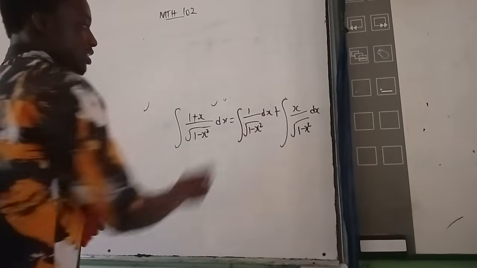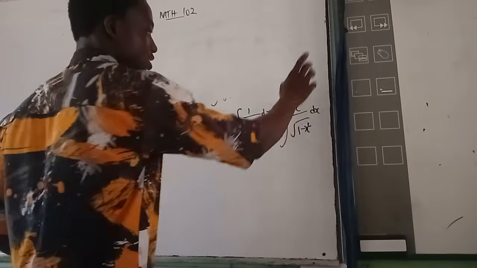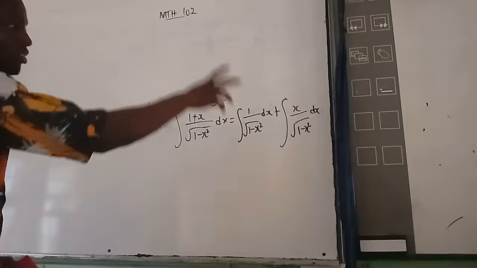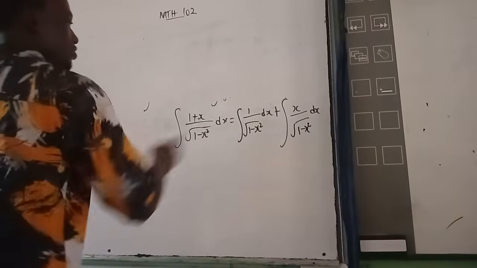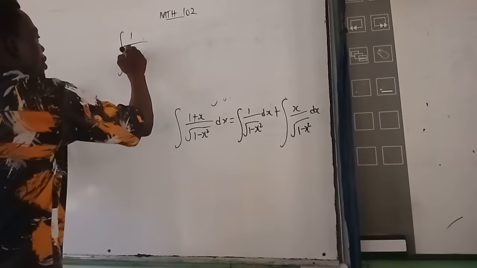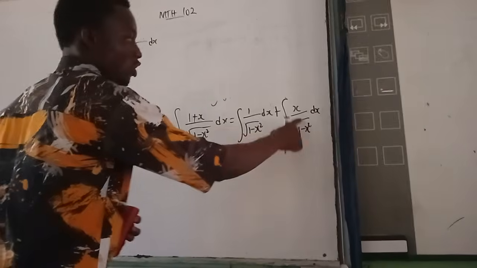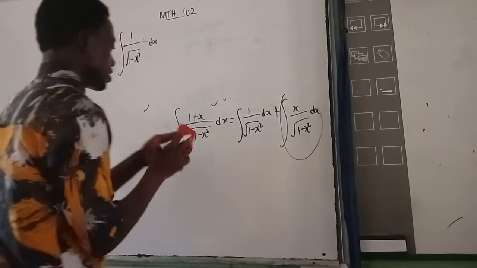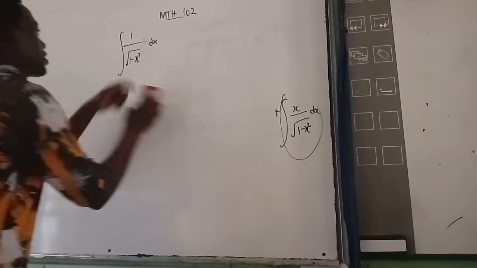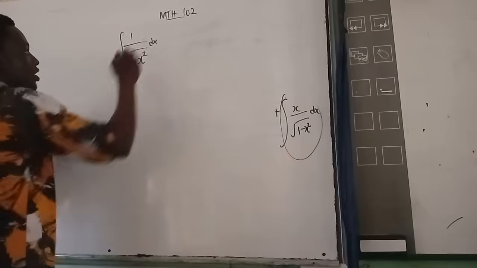So we have a standard integral for this, but let me prove it using trig sub. This one, I don't need trig sub for; it's going to be easy. But let's solve the first part. Here we have integral of 1 over root 1 minus x square dx. We are still coming to this second one. Let's keep it. So let's solve the first part.